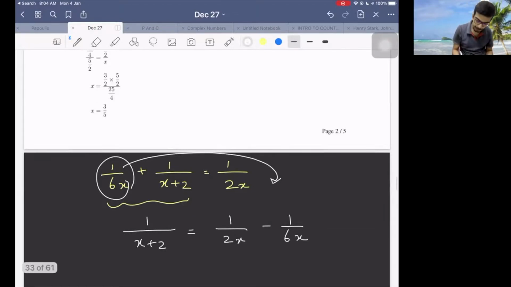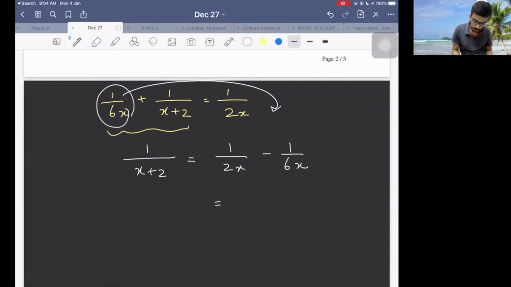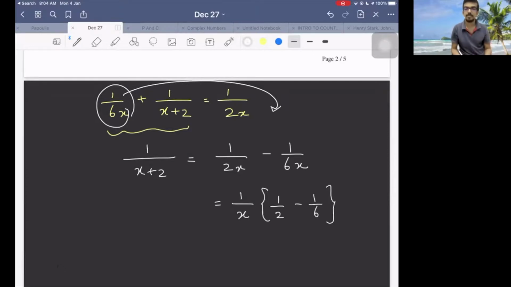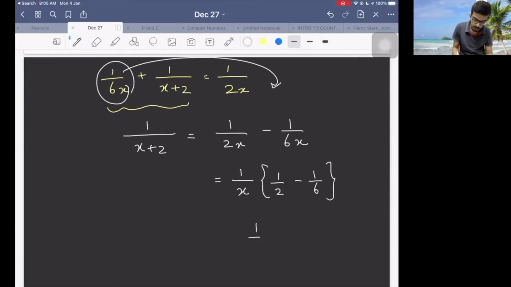Now you can take 1 by x outside. So this becomes 1 by 2 minus 1 by 6. Understood what I did? I just took out the common factor. Remember, 1 by a into 1 by b is 1 divided by ab.